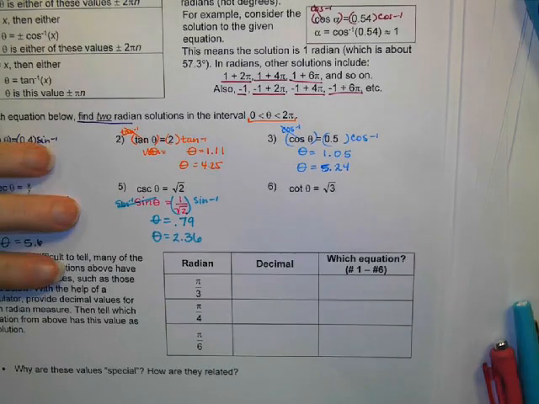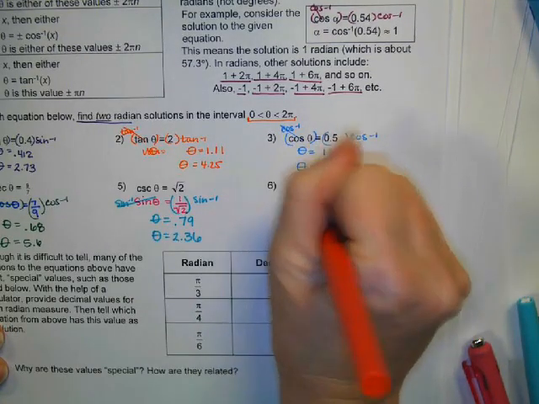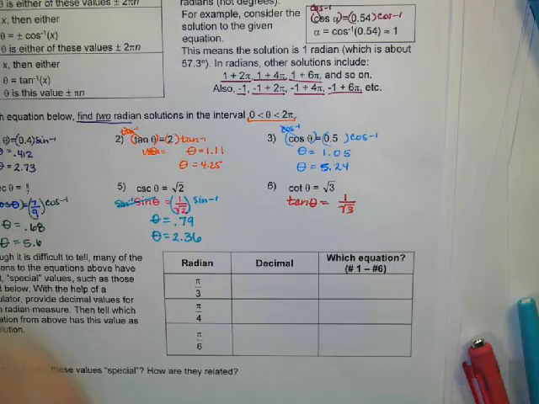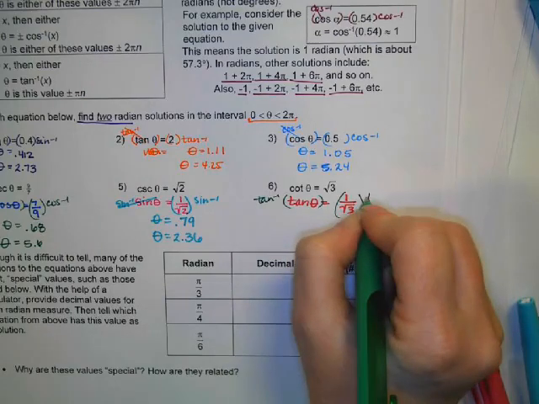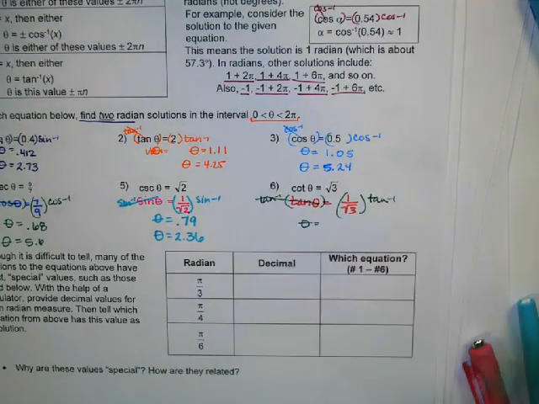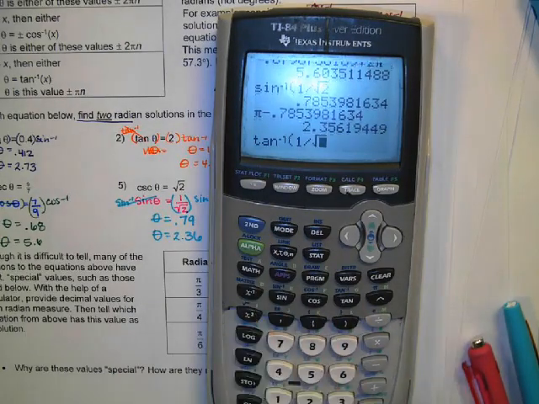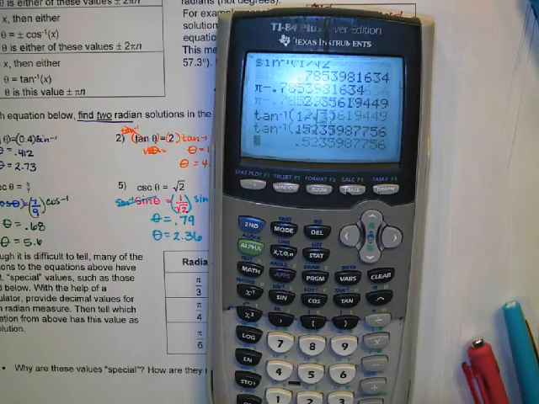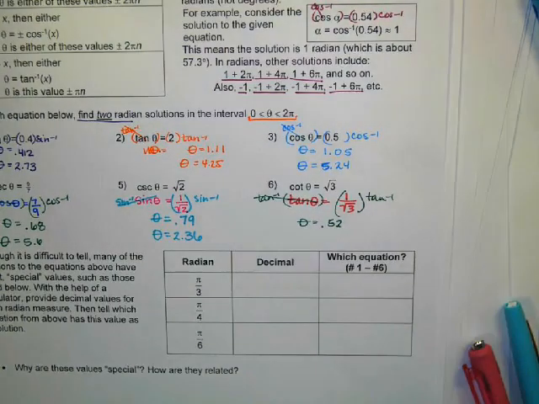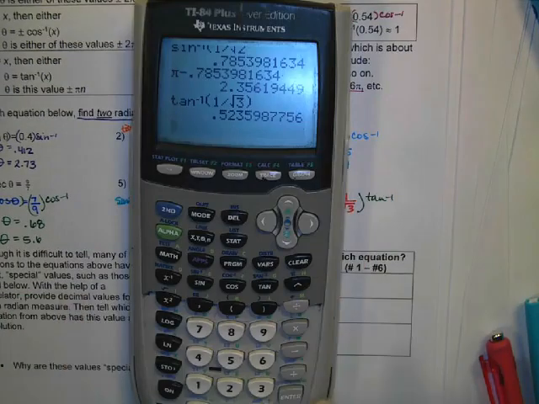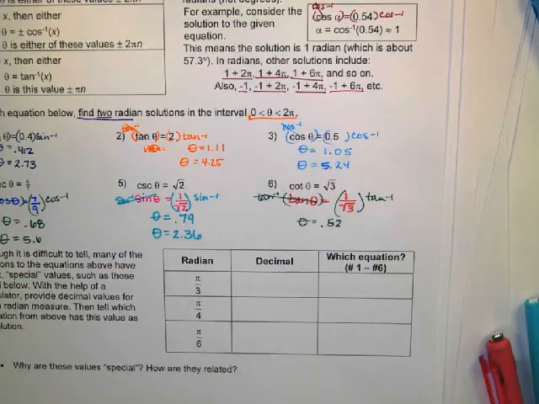There's no cotangent button on your calculator, so we're going to switch it to tangent. Going to do 1 over the square root of 3. We have to arc tangent that. 0.52. The rule for tangent is to add or subtract pi. So I'm just going to add pi to that. That should be on the interval still. 3.67.